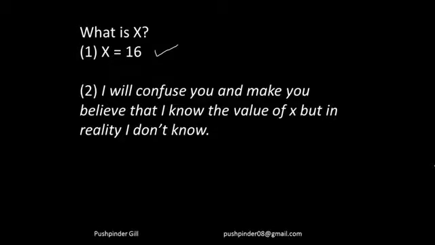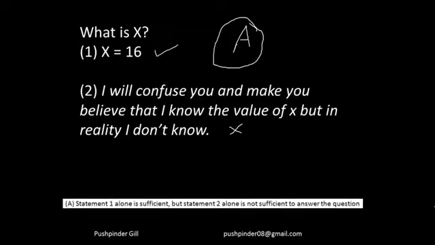So the second statement would be like, okay, x square plus 6x, something like that. It will make you believe that it can give you the value of x, however it won't be giving you the value of x. So whenever the first statement only gives you the answer and the second statement does not give you the answer, your answer option is A. So what does A mean? Statement 1 alone is sufficient, but statement 2 is not sufficient to answer the question.